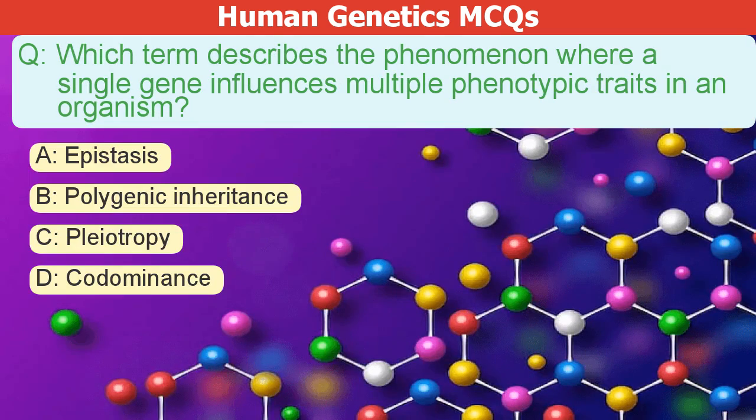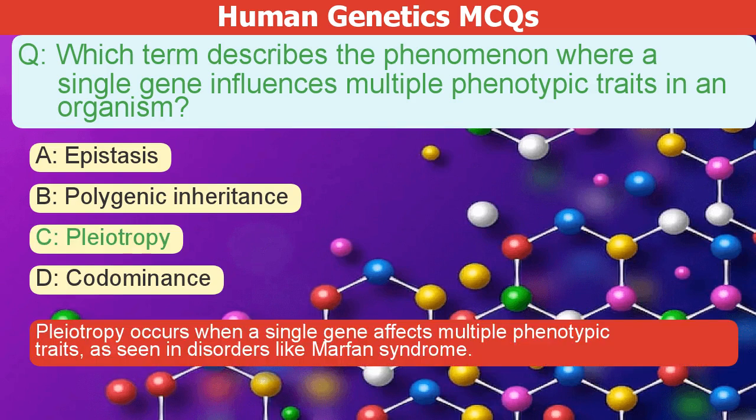Which term describes the phenomenon where a single gene influences multiple phenotypic traits in an organism? A. Epistasis. B. Polygenic inheritance. C. Pleiotropy. D. Codominance. The correct answer is C. Pleiotropy occurs when a single gene affects multiple phenotypic traits, as seen in disorders like Marfan syndrome.